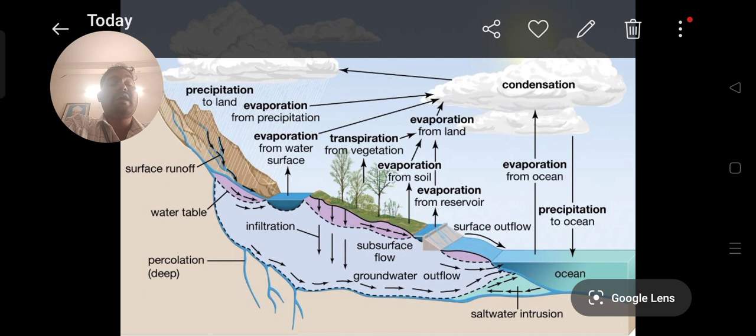Otherwise this cycle is going to be disturbed, and it may create problems for humans, because it may lead to droughts in the world. That is how we face the problems. If more hydrological activity takes place, then you have more chances to get more rainfall at those locations.